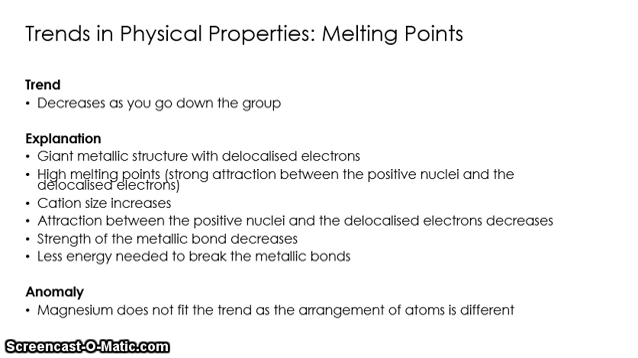So as you go down the group, the size of the cation increases. What that means is that the attraction between the positive nuclei and the delocalized electrons decreases slightly, because the delocalized electrons are further away from that positive charge. So the strength of the metallic bond has decreased, which means there's less energy needed to break the metallic bonds, so you have a slightly lower melting point. Now there is an anomaly in this trend in that magnesium doesn't fit the trend, and this is just down to the arrangement of the atoms being different, because that also affects the melting point.